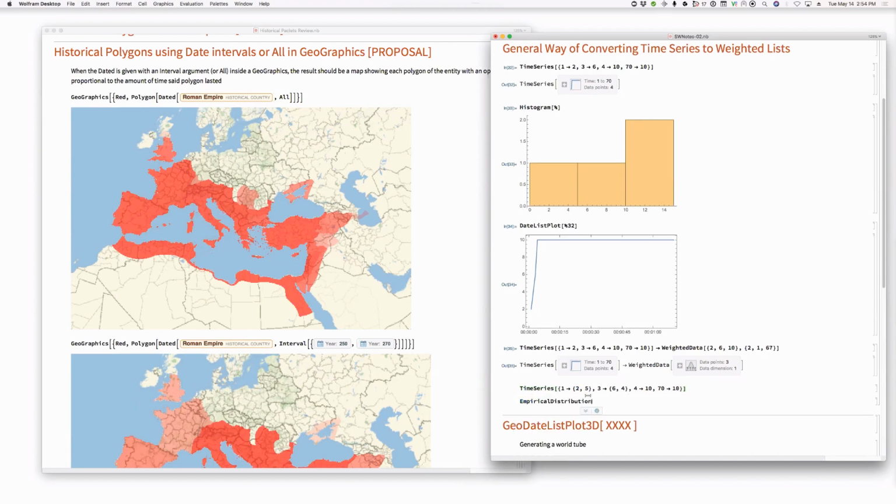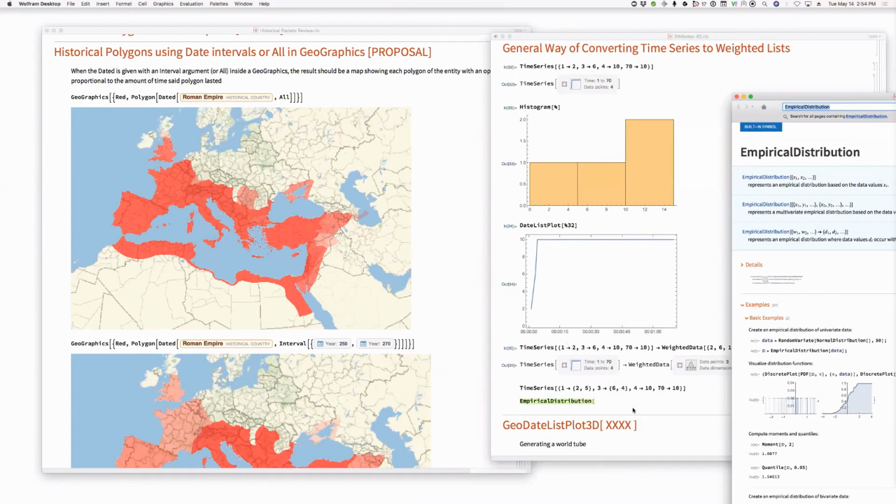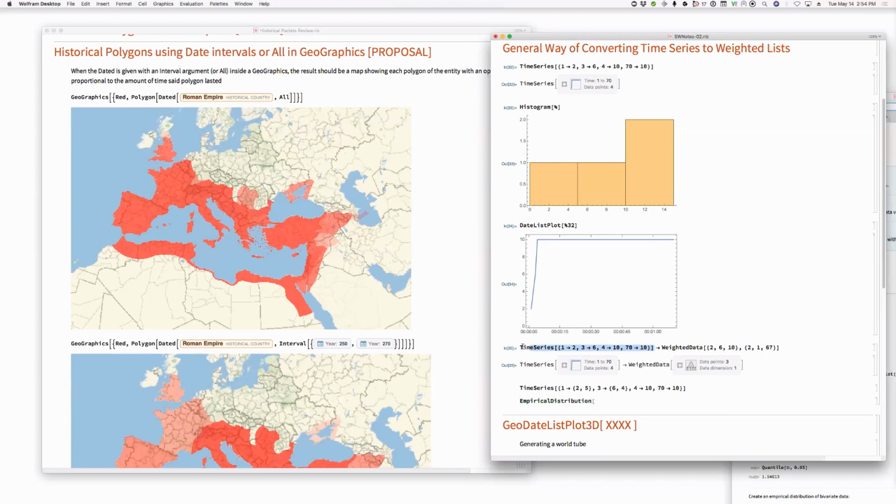Seth on the live stream is commenting on empirical distribution, but I don't think that quite does what we want, does it? But it kind of does. I'm just looking at that too. Or you can apply this to time series. And what does it do? That's interesting.